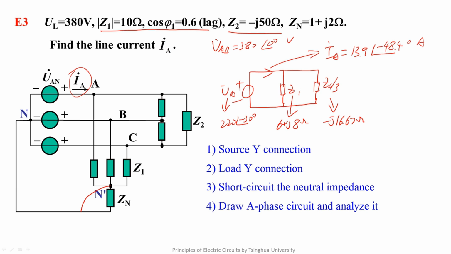The load is in Y connection, so the phase A current equals the line A current in the actual circuit. Then we know the line currents of phase B and C due to symmetry.